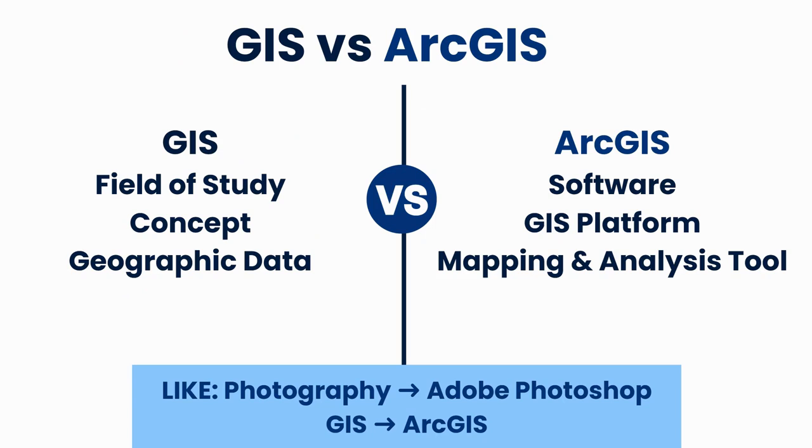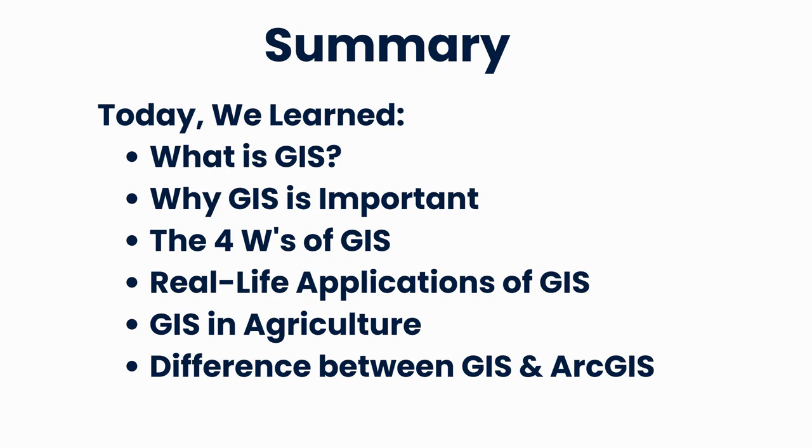Here's a simple example. Driving is a skill, a car is a tool. Similarly, photography is a skill, and the tool used in the photography field for editing and other tasks is Adobe Photoshop. Similarly, GIS is the knowledge, ArcGIS is the tool that helps us apply the knowledge. Once we understand this difference, learning GIS becomes easier.